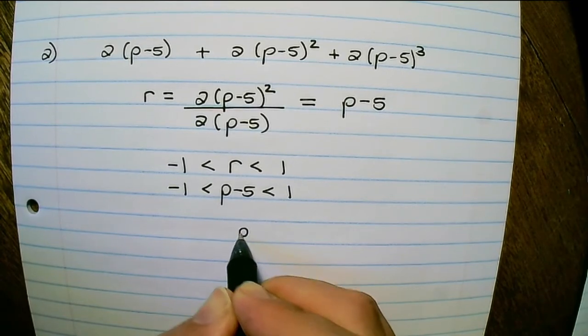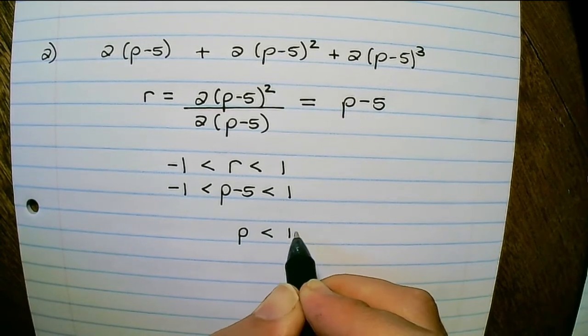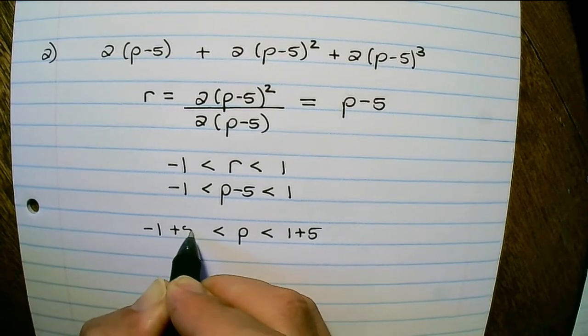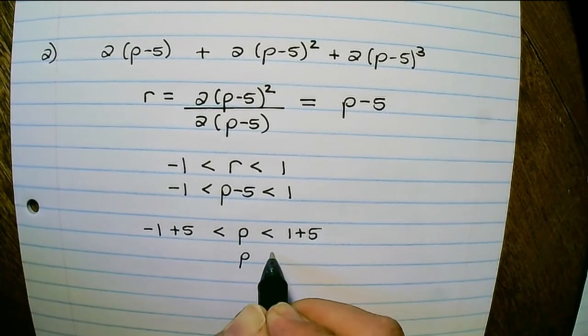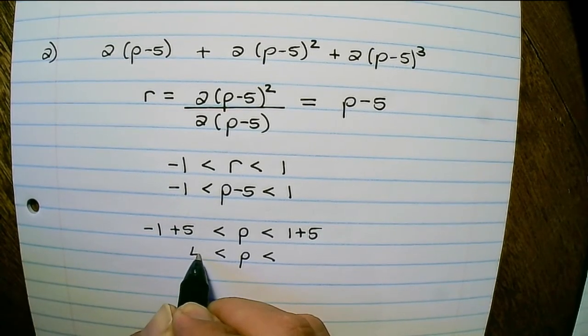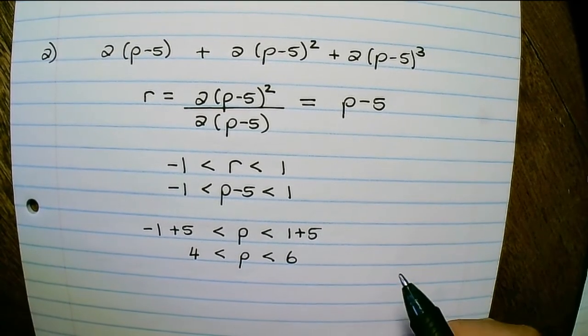So if I solve for p, I have 1 + 5 on the right, and on the left I have −1 + 5. So for the series to converge, p needs to be between 4 and 6.